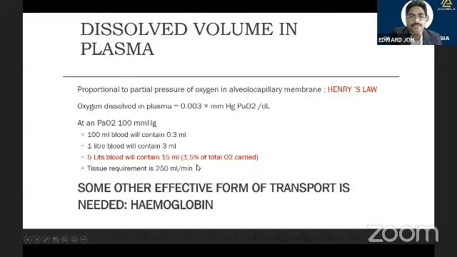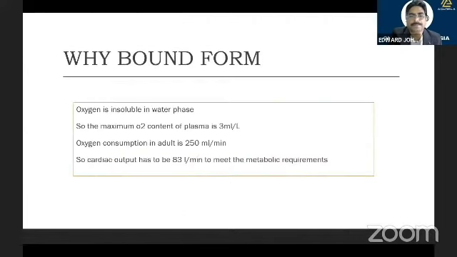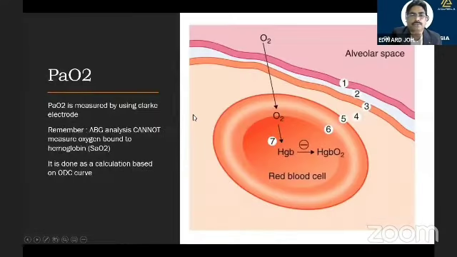But our requirement is 250 ml per minute. So dissolved oxygen alone cannot meet the demand of 250 ml. It can give only 15 ml per minute. So we need some other form of transport, that is hemoglobin. Why the bound form? Suppose the oxygen content is 3 ml per liter and the oxygen consumption is 250 ml, then you need a cardiac output of 83 liters per minute to meet the requirement of 250 ml per minute. So you need a bound form, that is the hemoglobin bound form.